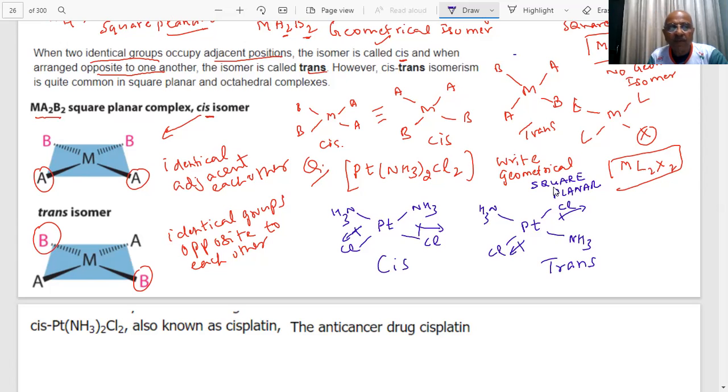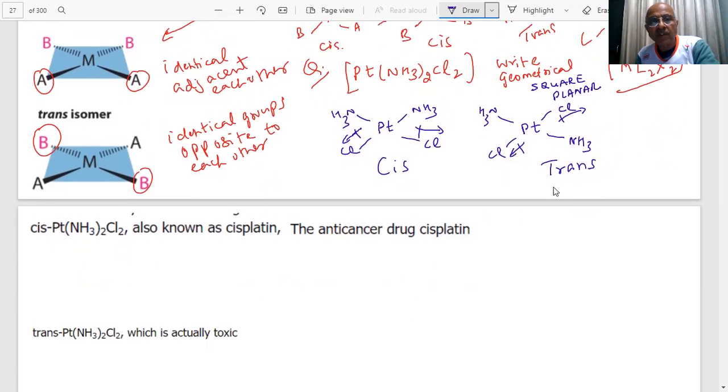Is it right? Tell me. This will have a definite dipole moment. This will cancel out. Equal and opposite dipoles will cancel out, students. So their melting points are going to be different. Properties are going to be different. So what we are saying, students, is that these are the geometrical isomers when there are four ligands. The geometry will be square planar.